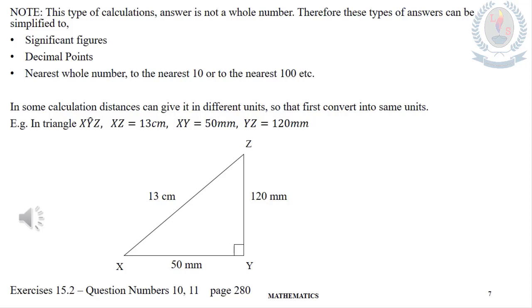In some calculations, distances can be given in different units. So, first convert into the same units. Example below. In triangle XYZ, XZ equals 13 centimeters, XY equals 50 millimeters, YZ equals 120 millimeters. Exercise 15.2, question number 10 and 11, page 280.